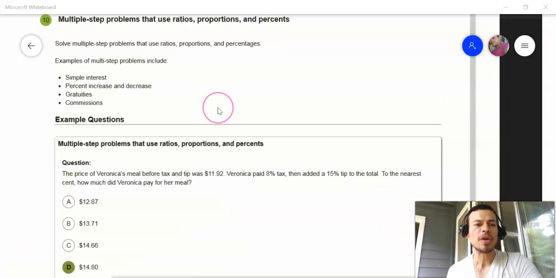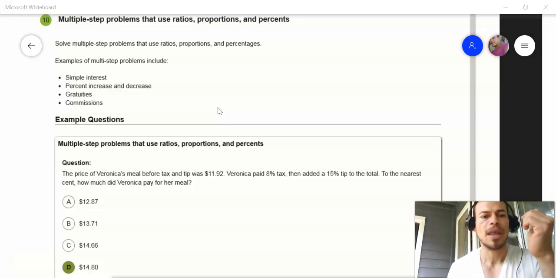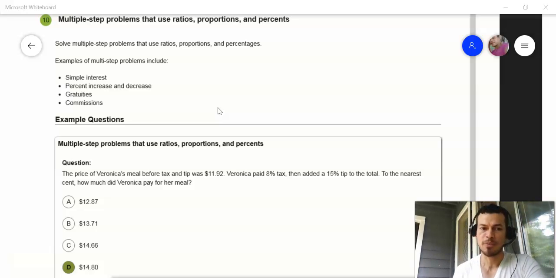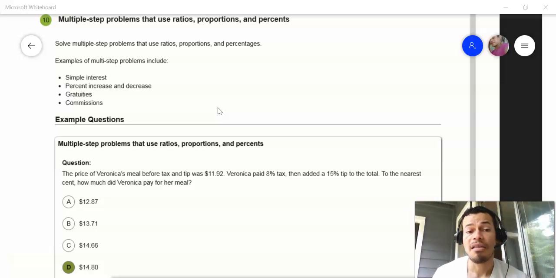Okay, so we are moving on to question number 10, okay? And this question says, solve multiple step problems that use ratios, proportions, and percentages. Examples of multi-step problems include simple interest, percent increase and decrease, gratuities, commissions. Okay, let's see. This is our problem again. It says, the price of Veronica's meal before tax and tip was 11.92. Okay, so she went to a restaurant and she bought a food that on the menu said 11.92.